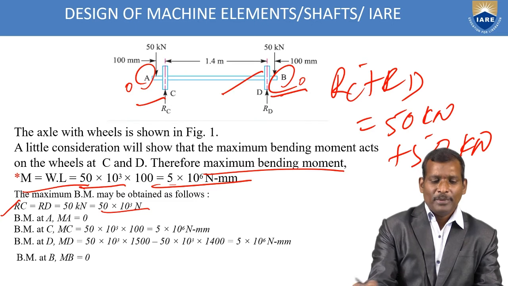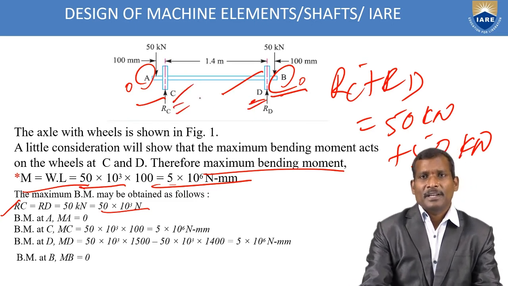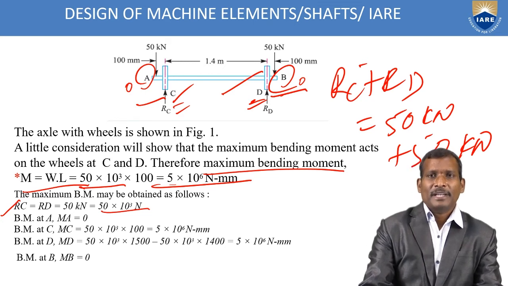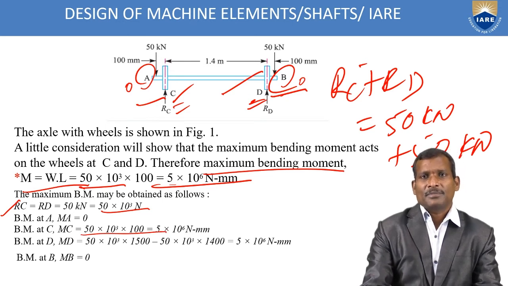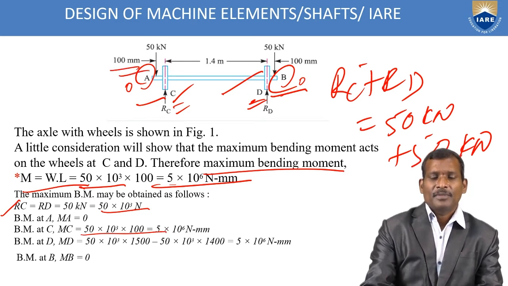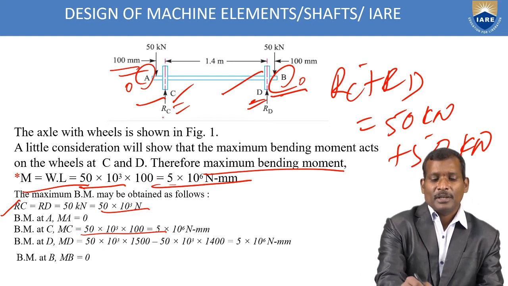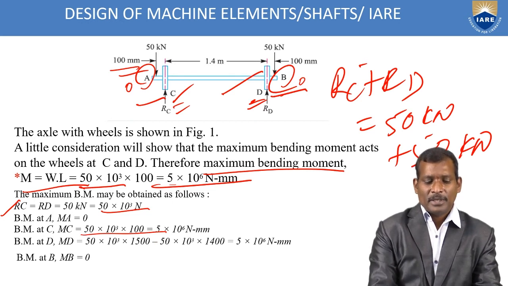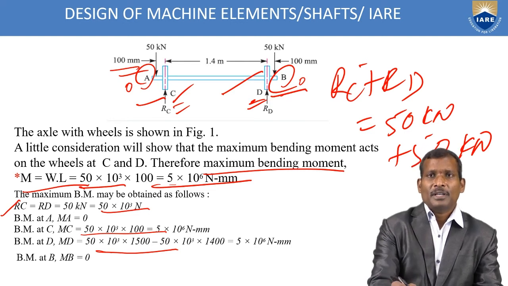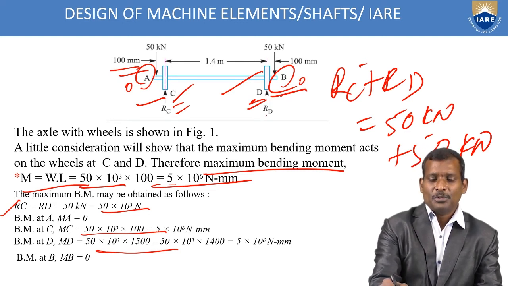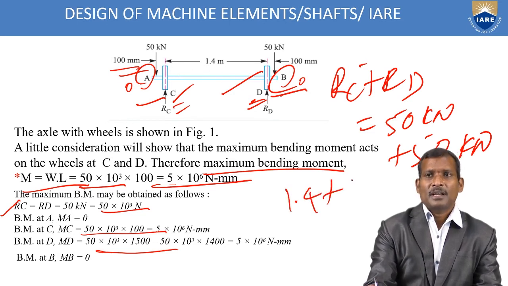Then what is the bending moment at C? What is the bending moment at D? We should calculate. So the bending moment at C, you can take the load, 50 kilonewtons acting at 100: RC multiplied with 100. Similarly at D, 50 kilonewtons multiplied with the distance up to D, so 1.4 meter plus 100 mm.